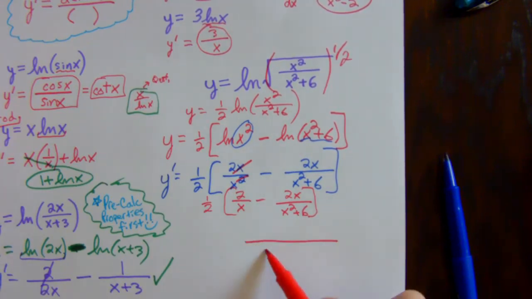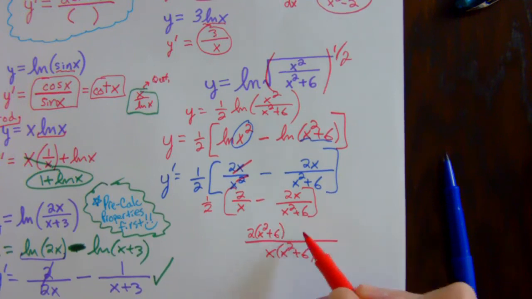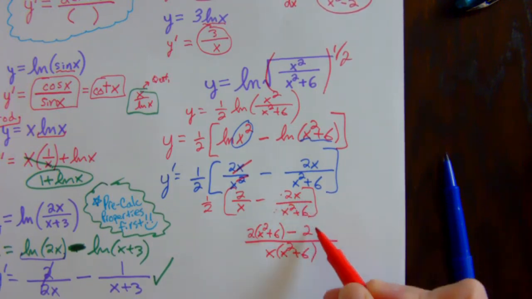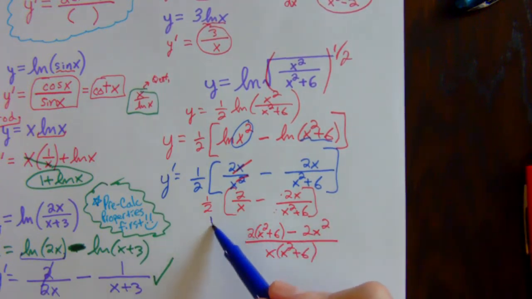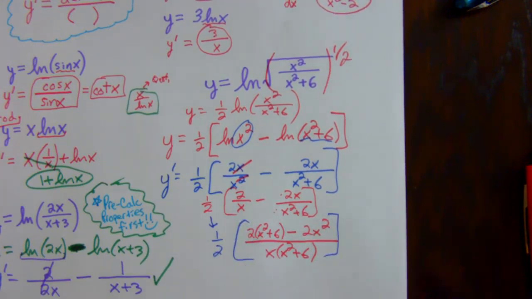So I'm going to use x squared plus 6 as my common denominator, which means I need a 2 and an x squared plus 6 right here. I'm going to put an x on the top and the bottom here. So if I times that by an x, that's going to make this a 2x squared. This 1/2 is still there, so I need to just remember that. And then we're just going to distribute and combine like terms.